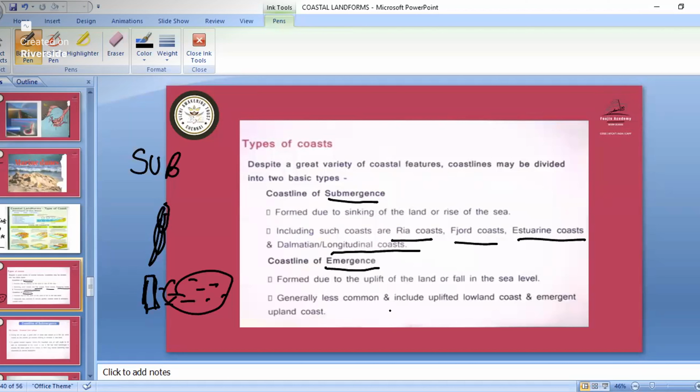In that type of coast we have very few emergence coasts. In that we can see about the delta coast. So that is known as the emergence coast. This is generally less common and includes uplifted lowland coast or emergent upland coast. So that is the coastline of emergence.